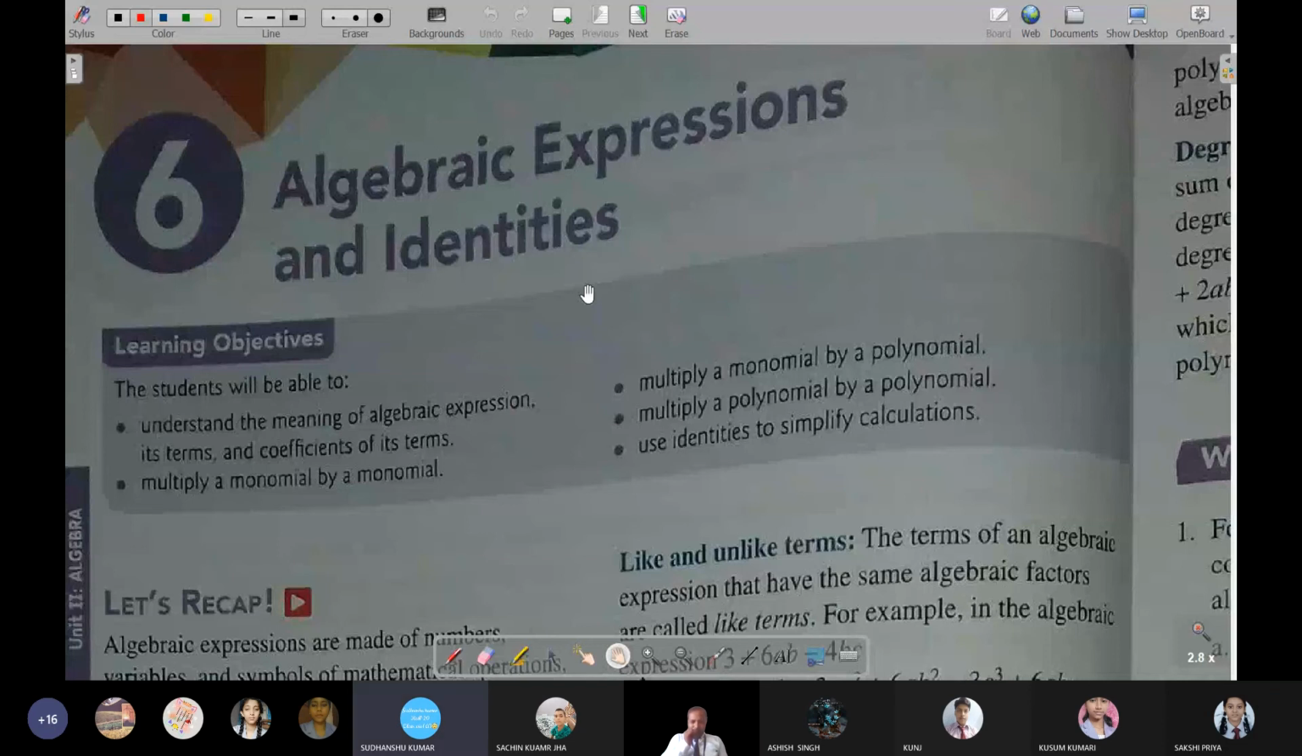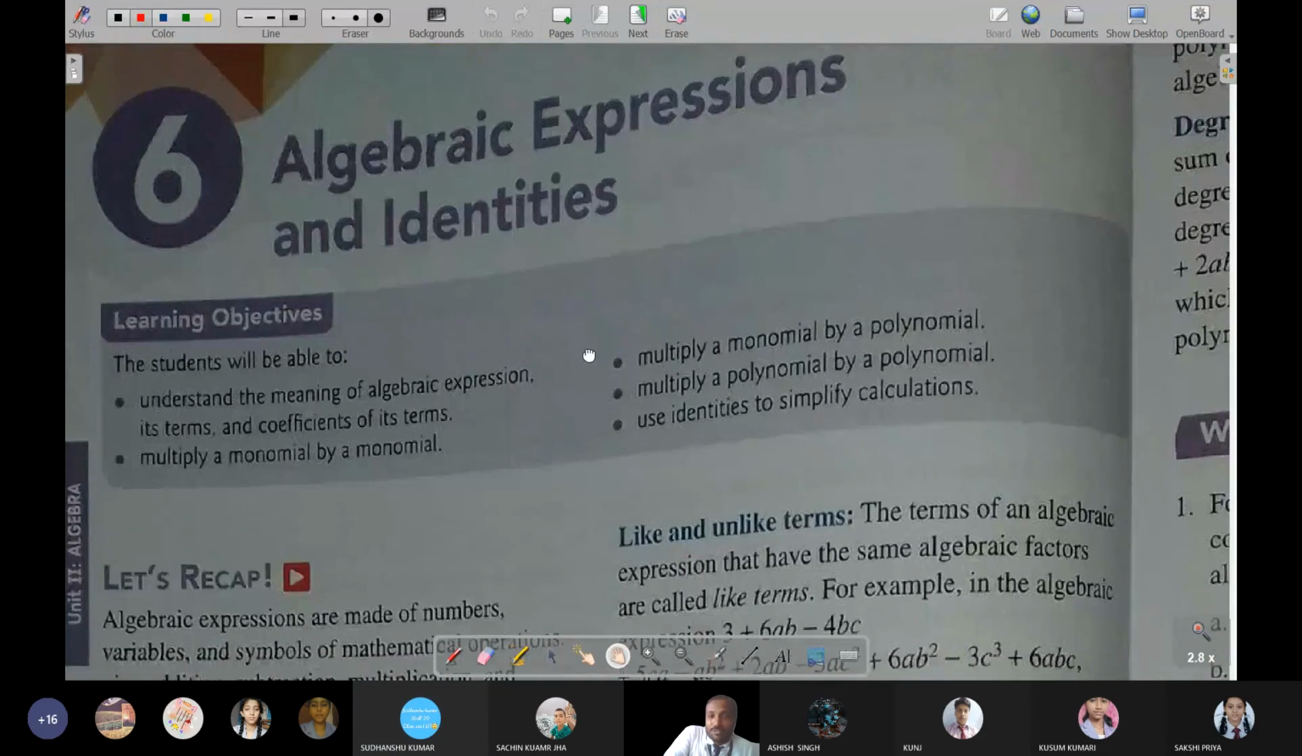Sir, can I ask one question? Yes, say. Sir, degree of polynomial, sir. Polynomial, sir, is one variable. Degree of polynomial is variable power. Of course, when I will be explaining the text, at that time I will tell you.